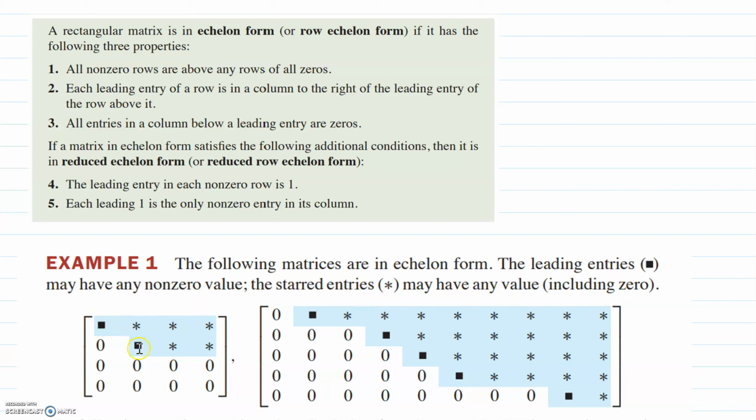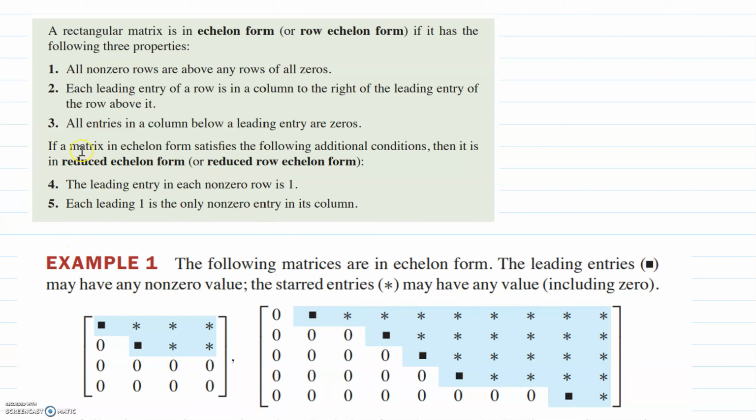So you can see these little rectangles are non-zero, and it is in echelon form because the zeros are at the end. Number 2, each entry is to the right of the one above it. Same with here, even though we have a column of zeros here.